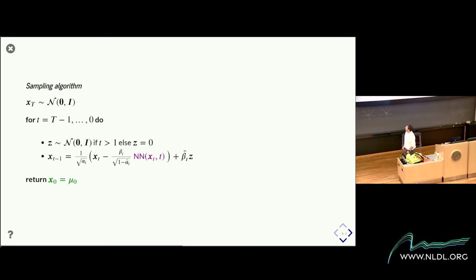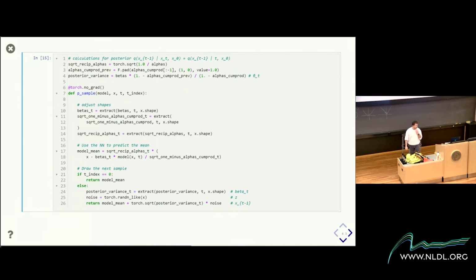Okay, so that's it. The only thing left to do is to put this equation into code. I'm not going to comment on things too much because this is really just writing down the equation into code. Here I have all the calculations I need for the posterior: the square root of 1 over alpha t, the cumulative product, and the posterior variance. And then here is the function for computing the sample.